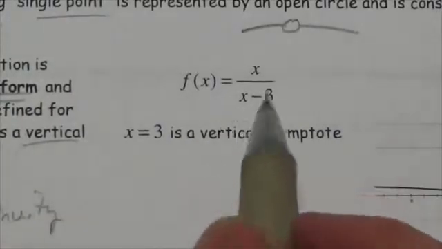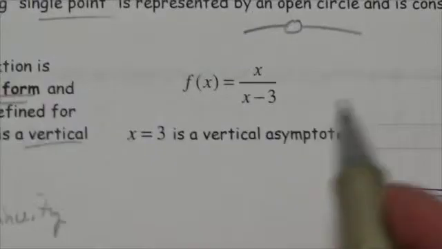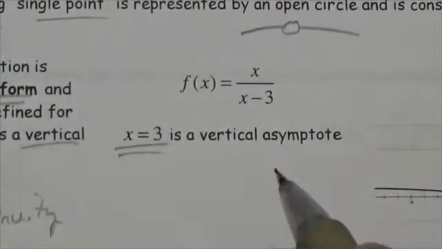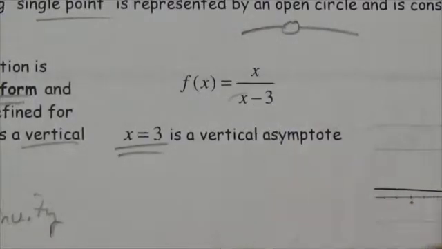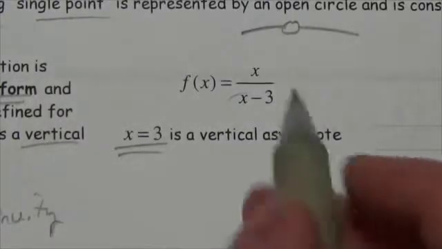Here's a good example. I've got x over x minus 3. x equal to 3 is a vertical asymptote. There's nothing I can do. I am stuck with that non-permissible value down there. I can't cancel anything out here.